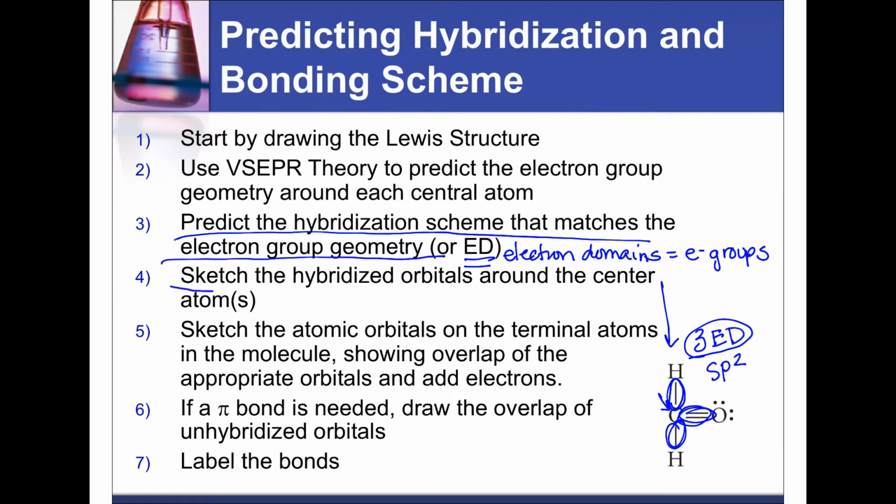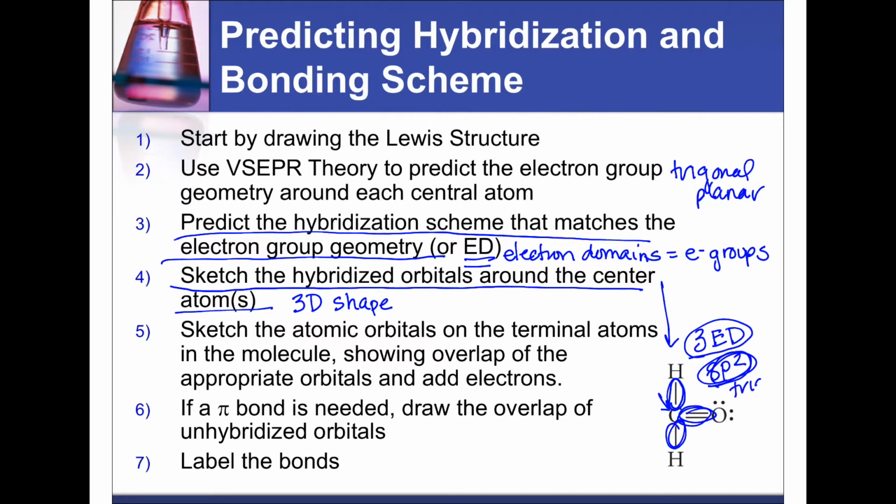The next thing that we're going to do is sketch the hybridized orbitals around the center atoms. When you do this, you're going to try and take into consideration their 3D shape. So when we say something has sp2 hybridization, and up here we had decided that it was trigonal planar, we're going to try and draw those sp2 hybridized orbitals in a trigonal planar way.